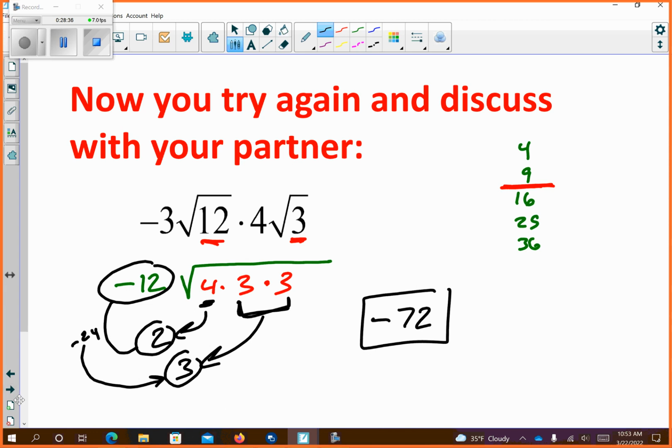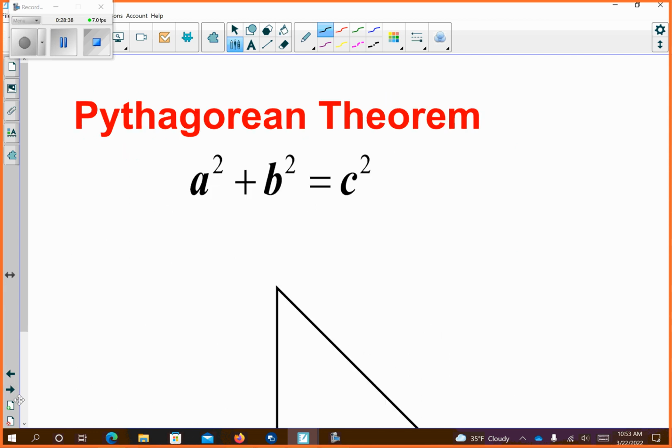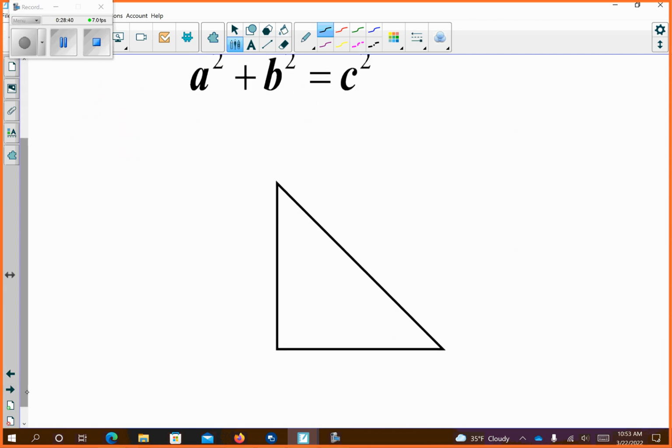Okay. Then one last thing. We're going to talk about the Pythagorean theorem. Okay? Pythagorean theorem means if you have a triangle that has a 90-degree angle in it, they call this a right triangle, that if I were to take the squares of the sides, they would be equal to the longest side, which is called the hypotenuse, squared.